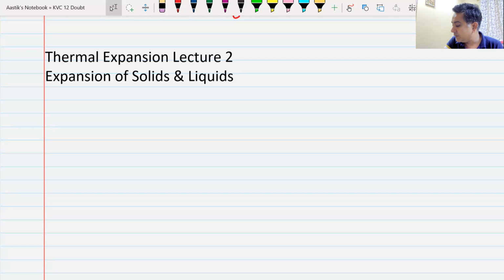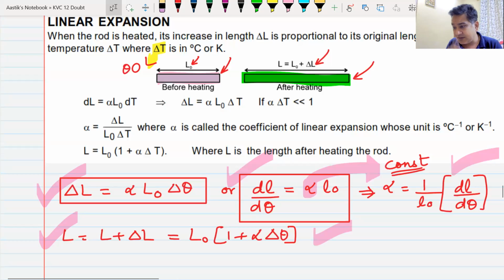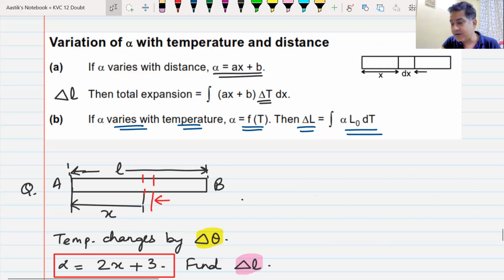What happens when we increase the temperature and the body is taken as one dimensional? It will increase in length. dL by dθ will be equal to alpha into the original length, and we had solved some problems. We had also seen what happens if alpha is varying with temperature, how we have to find out the change in length. If alpha varies with length, then how we have to find out the total change in length. We had done some problems on it. We will try to wind up this chapter today.